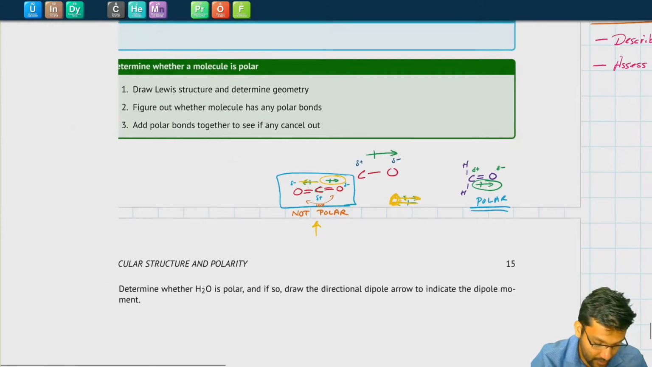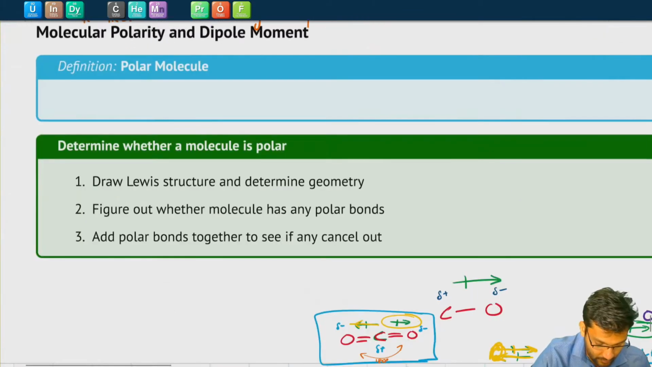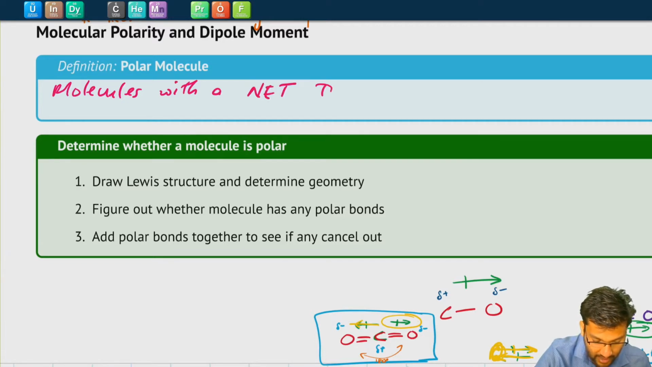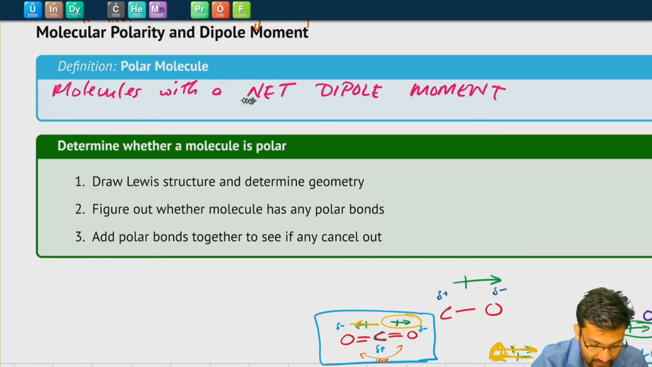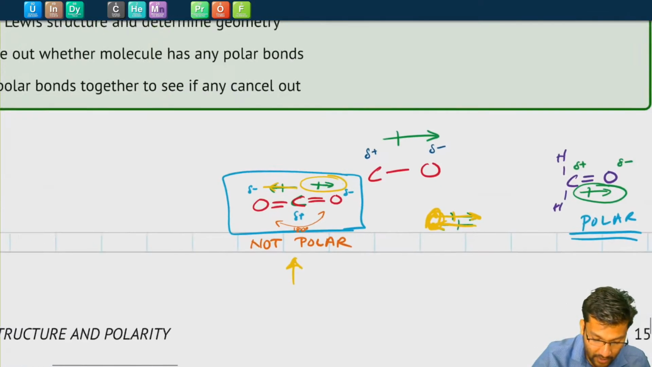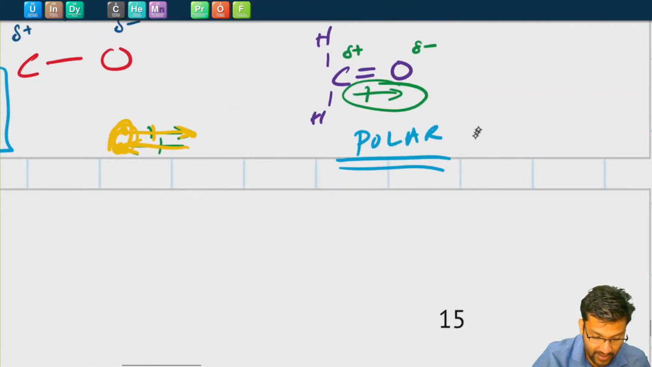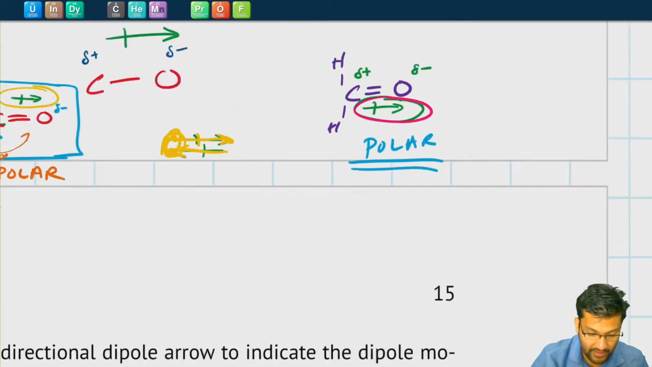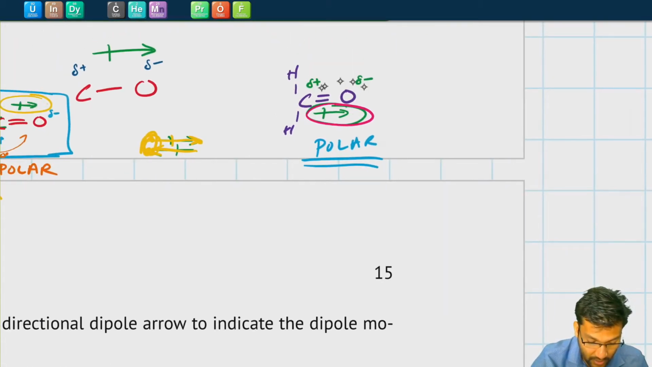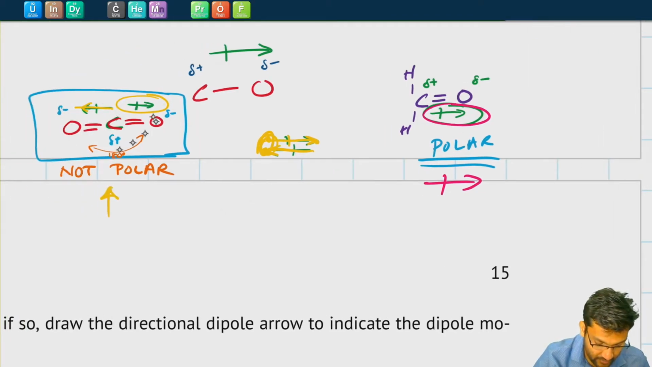So polar molecules are simply molecules with a net dipole moment. What does that mean, net dipole moment? It means that when we add up all of their dipole moments for every single bond, they don't cancel each other out, but there is some dipole moment. So if I were to draw the dipole moment of this whole molecule, it will be the same as the one for that bond. The dipole moment for this whole molecule is 0 because they perfectly cancel each other out.